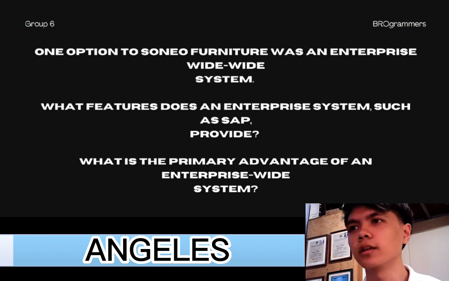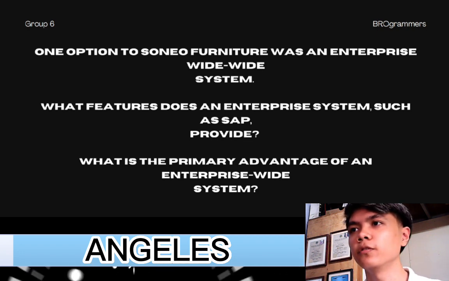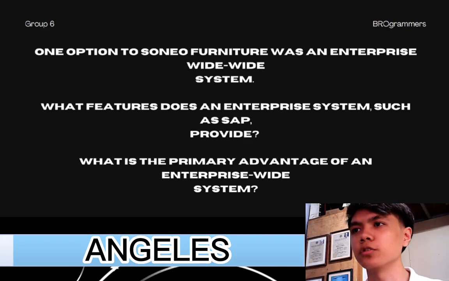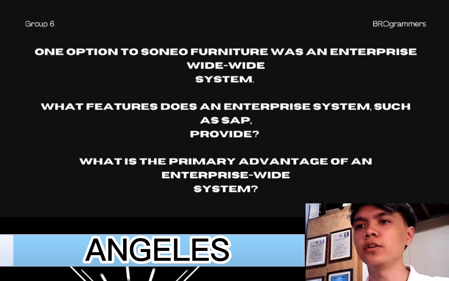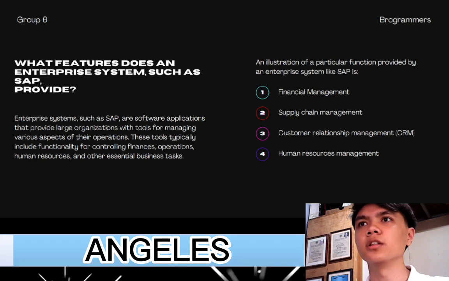Good day everyone, and good day to our Professor Sir Arcelito. My name is Raziel Angeles. My school ID number is 2100319, and I will discuss and answer the question. Letter B, one option to Sonia Furniture was an enterprise-wide system. What features does an enterprise system such as SAP provide? What is the primary advantage of an enterprise-wide system? Now first, I will answer the first question. What features does an enterprise system such as SAP provide?